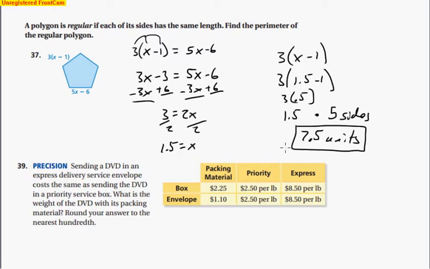In this next problem, it says sending a DVD in the express delivery service envelope costs the same, okay, same means equal, as sending the DVD in the priority service box. What is the weight of the DVD with its packing material? Right here we've got an equation we can set up. We've got 2.25, and the priority is $2.50 per pound, so it depends on the number of pounds. We're going to say P equals the number of pounds.